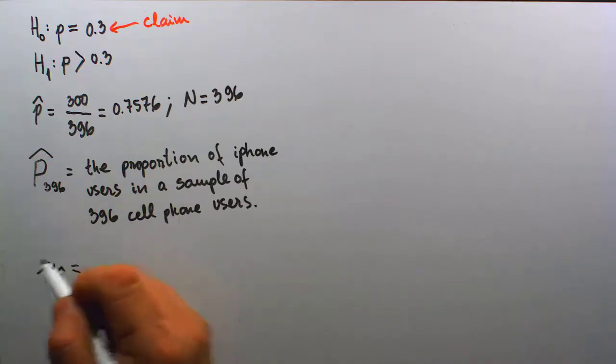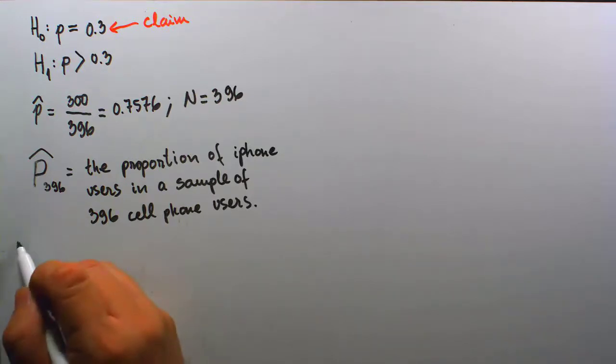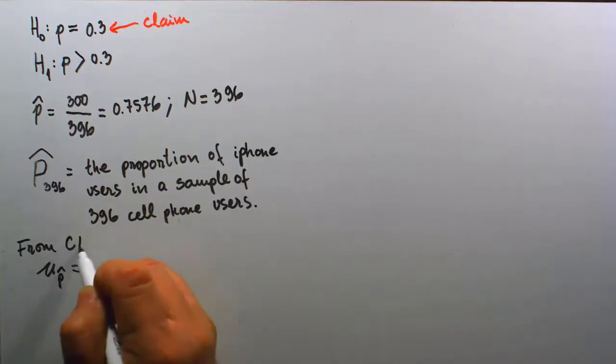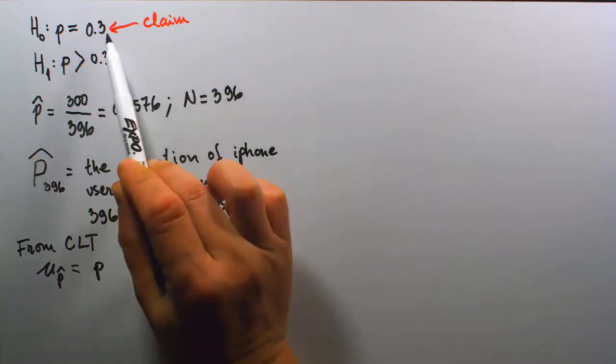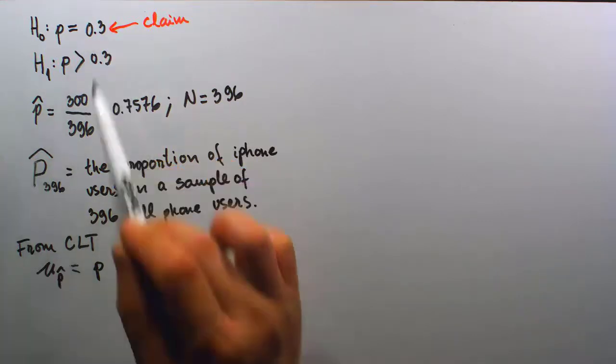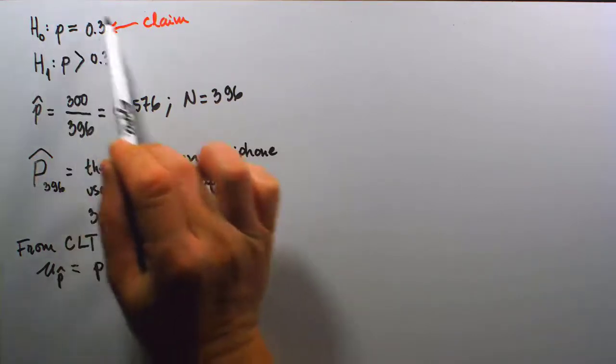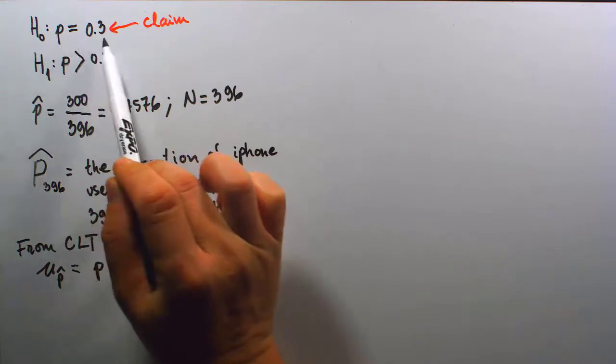But from the central limit theorem that we previously learned, mu p hat is proven to always equal p. I need to remind anybody viewing this video about that: mu p hat always equals p. And in this case, we really don't know what the p value is, but somebody already made a claim, the person whose claim we're testing, that the proportion of iPhone users equals 0.3.